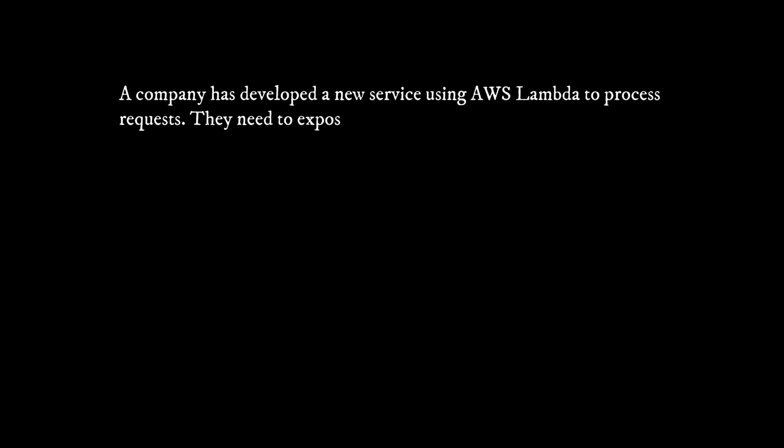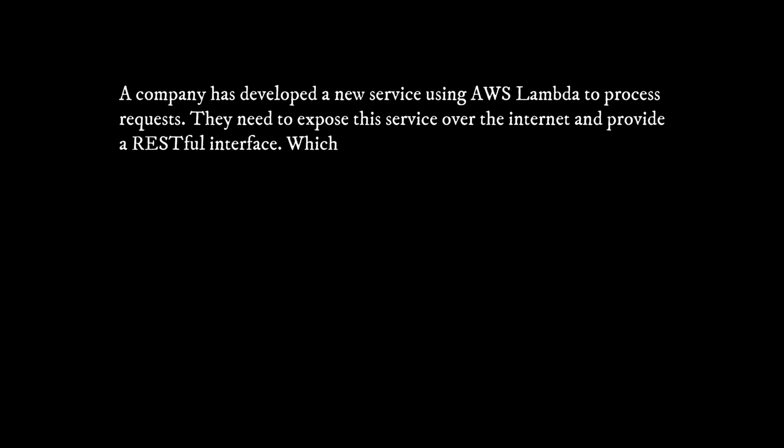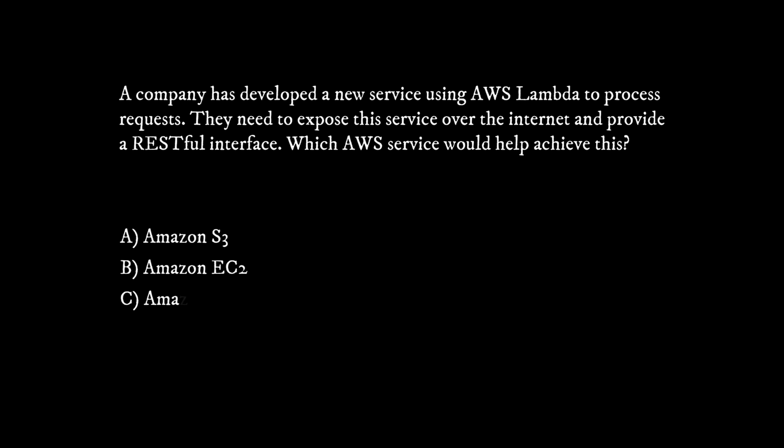Okay, let's look at what a question in the exam might look like. Question 1. A company has developed a new service using AWS Lambda to process requests. They need to expose the service over the internet and provide a RESTful interface. Which AWS service would help achieve this? A. S3, B. EC2, C. VPC, or D. API Gateway? A is wrong. S3 is for storage. EC2 is also wrong. Remember, they were our cubicles and can process data like Lambda. C is also not correct. VPCs were our company telephone system. D is of course correct. This is what API Gateway is perfect for.